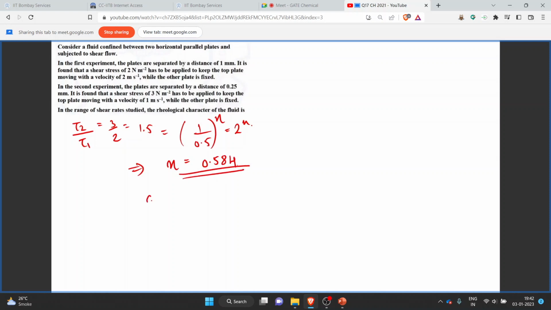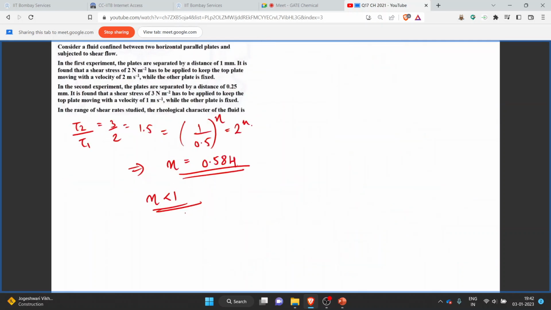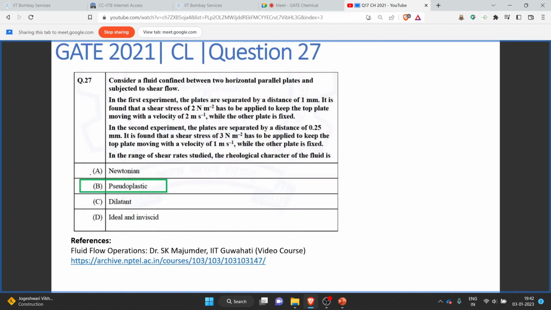So since the value of n is less than 1, we can write that the fluid is pseudoplastic. So this implies that the rheological character of the fluid is pseudoplastic. And from the given options, we can select option B as the correct one.